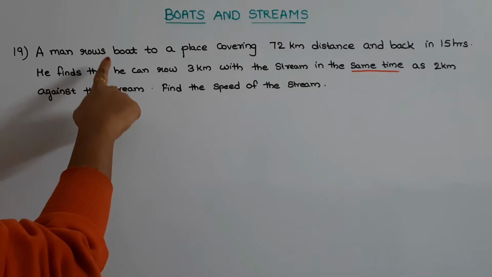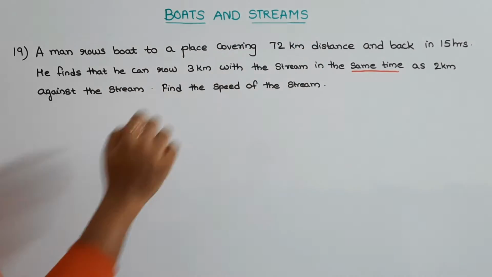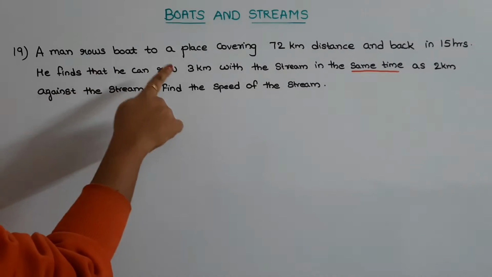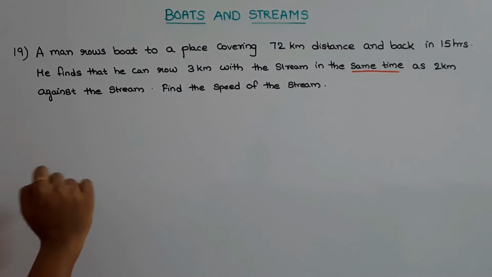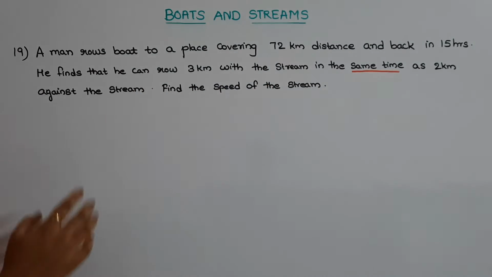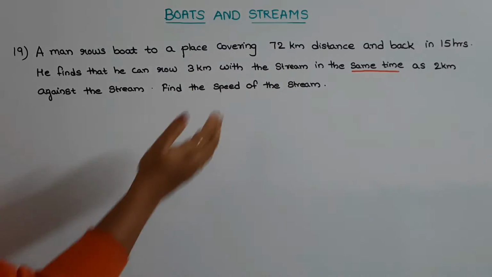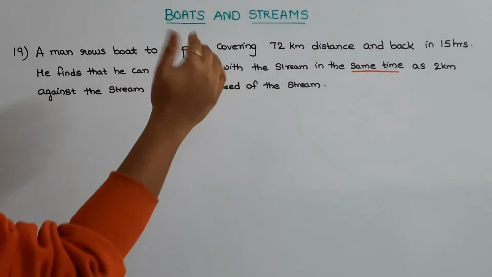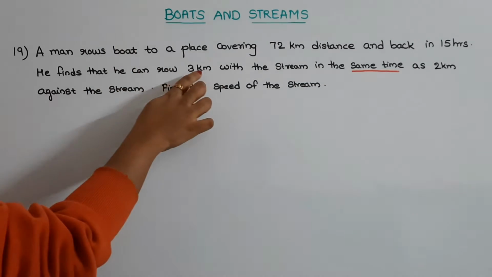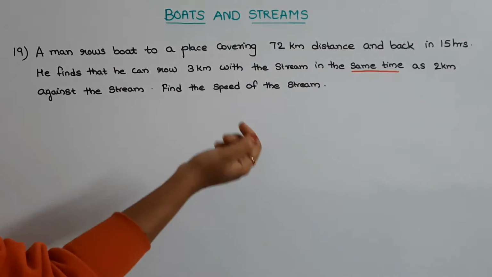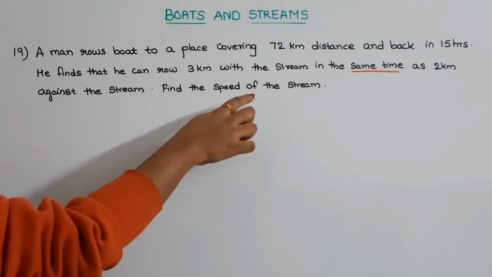19th question is, a man rows a boat to a place covering 72 km distance and back in 15 hours. He finds that he can row 3 km with the stream in the same time as 2 km against the stream. Find the speed of the stream. So in this question they have given the distance between 2 points as 72 km and the total time taken by the boat to row upstream and downstream is given as 15 hours. Then they are telling that he can row 3 km downstream in the same time as 2 km upstream. So we need to find out the speed of the stream.